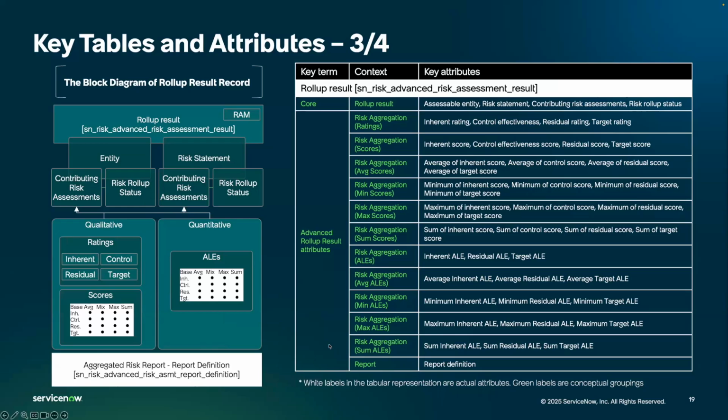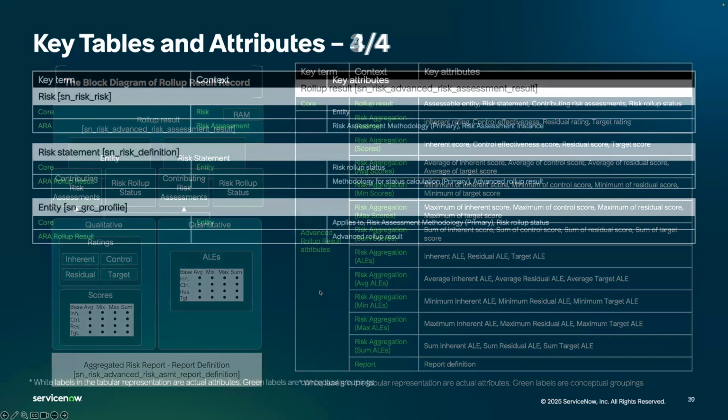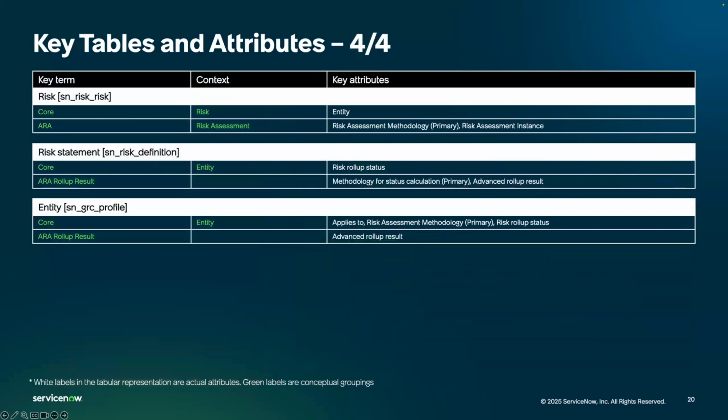A few more tables to complete the picture. All right, final table slide. These three tables complete the overall picture. They are the anchors that tie assessments and roll-ups to your organizational and risk structures. Table 1, risk.